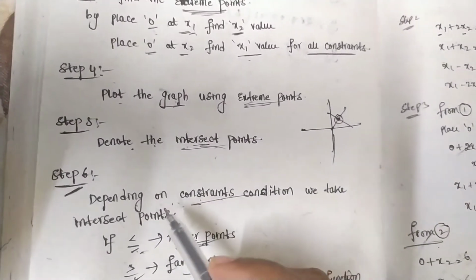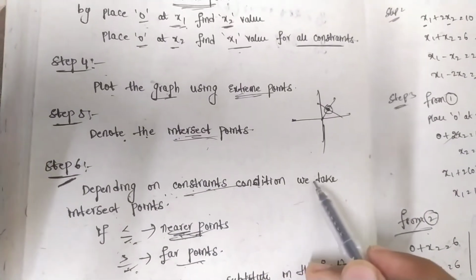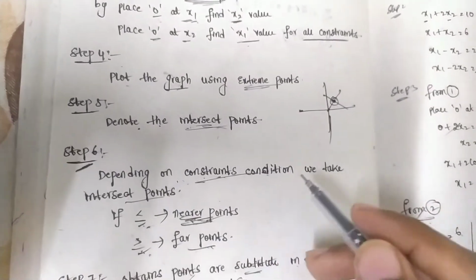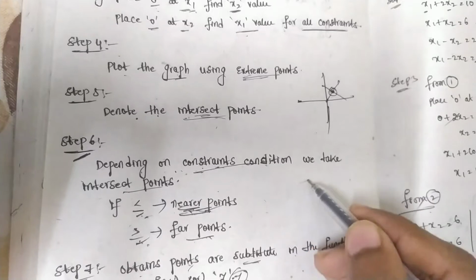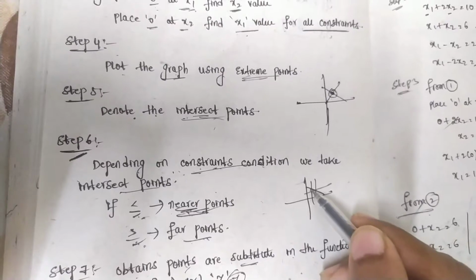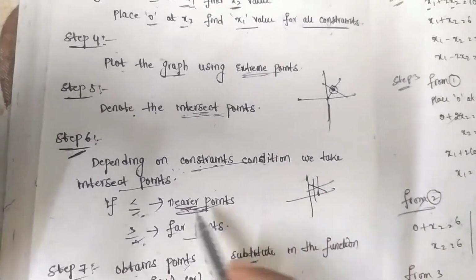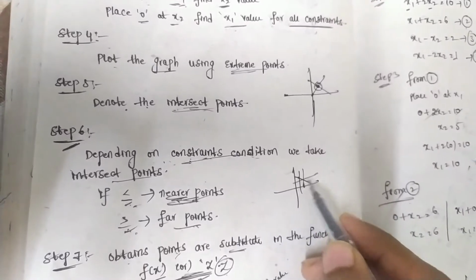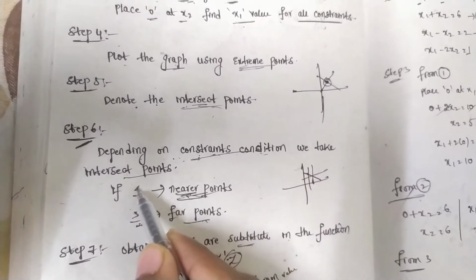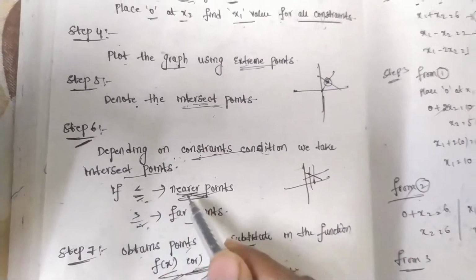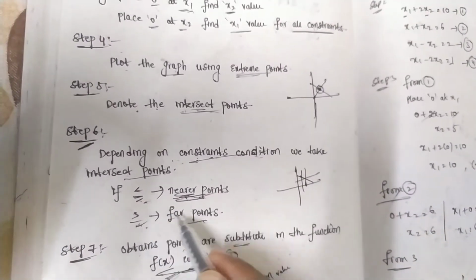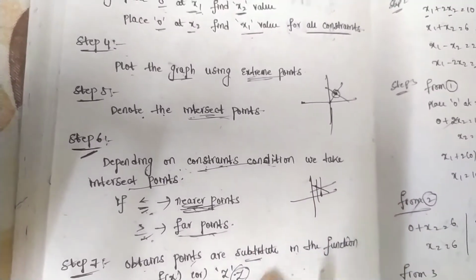In the 6th step, depending on the constraint condition, we take intersection points. If in the graph we have so many lines with intersection points, you can't take all the points, so using the constraint condition, we take the intersection points. If the constraints are of less than or less than or equal to type, we have to take nearer points, and if the constraints are of greater than or equal to type, we have to take far points. This also I will explain in the problem.